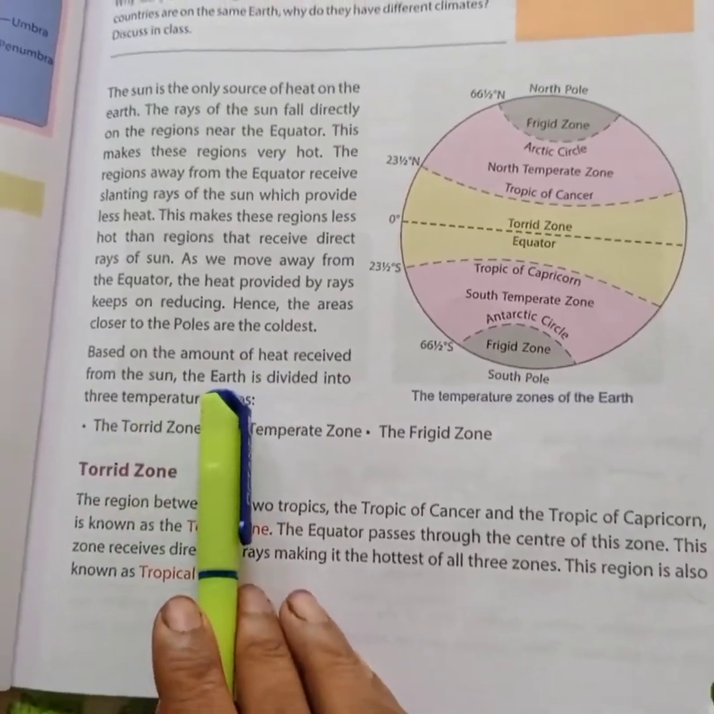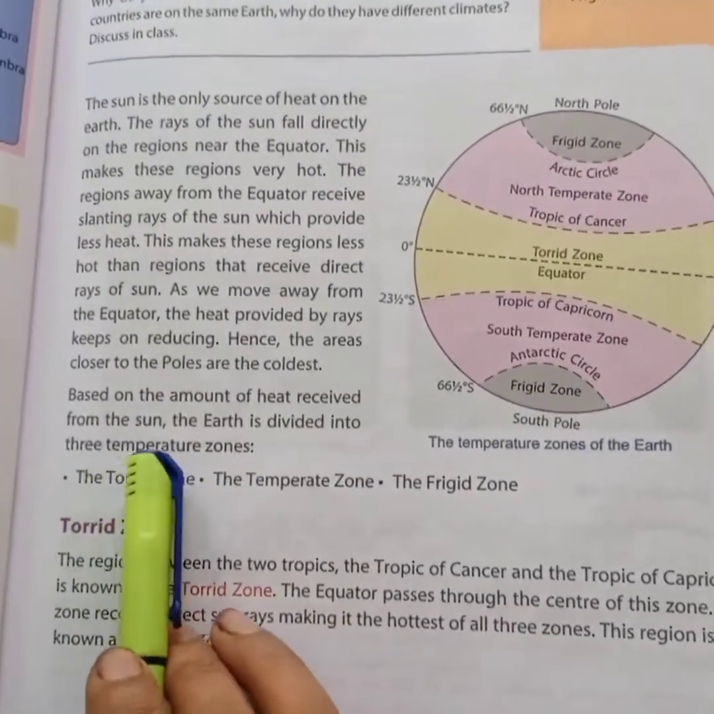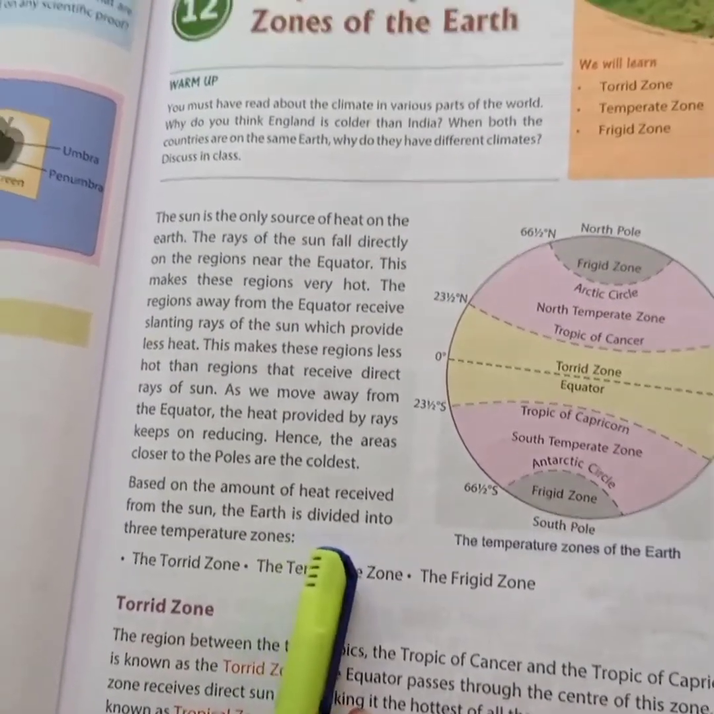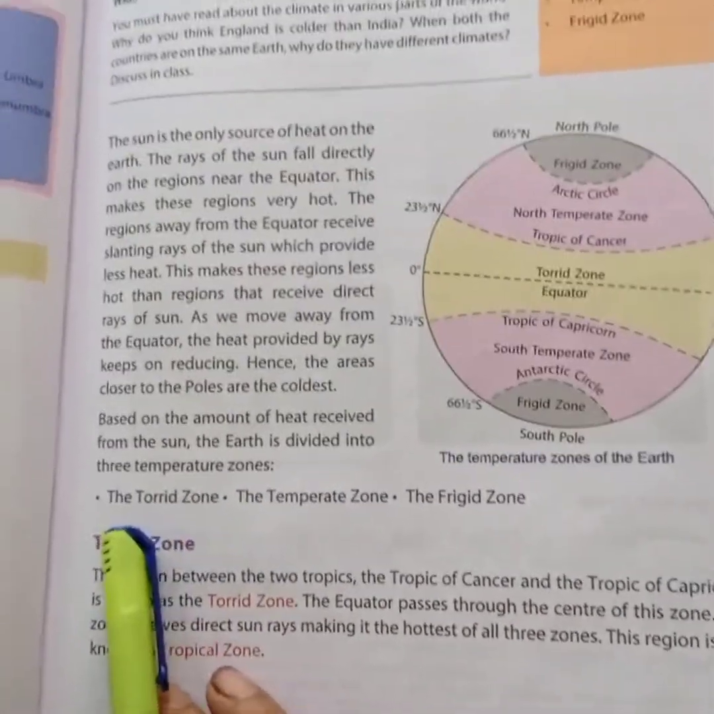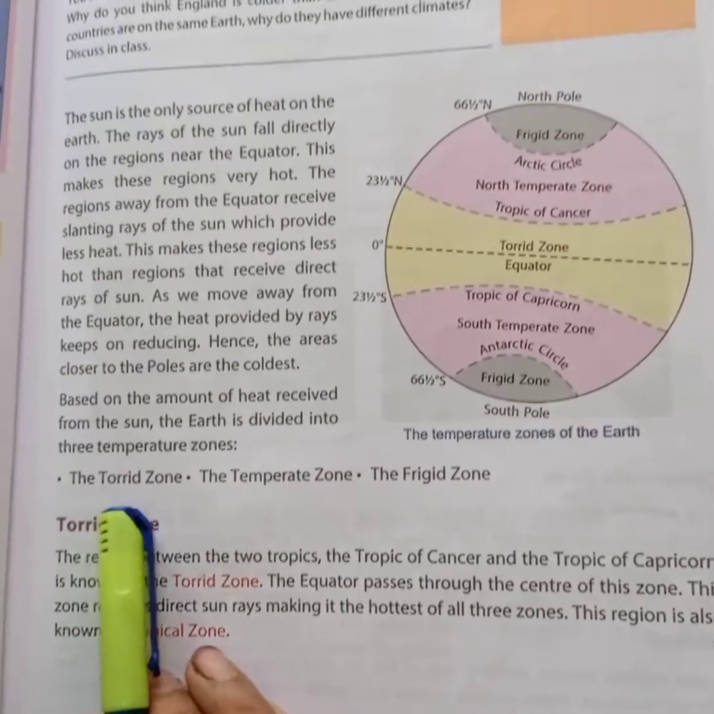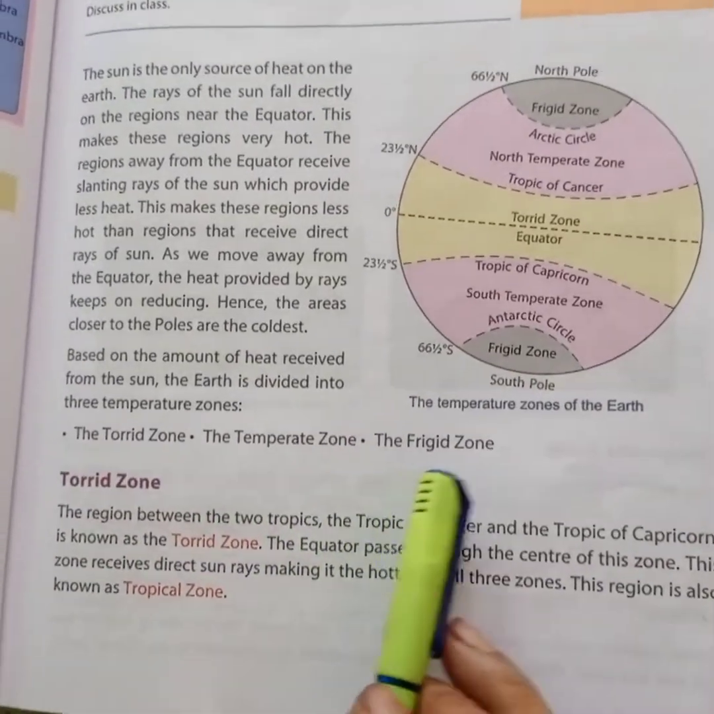Based on the amount of heat received from the sun, the earth is divided into three temperature zones. What are those? Number one, the torrid zone. Number two, the temperate zone. Number three, the frigid zones.